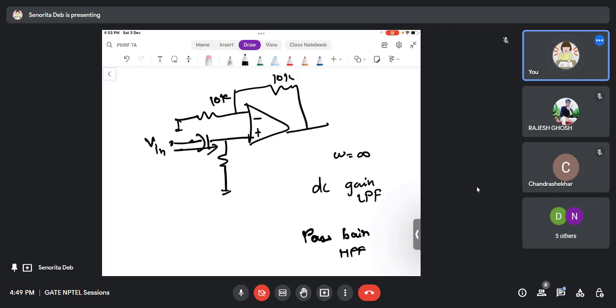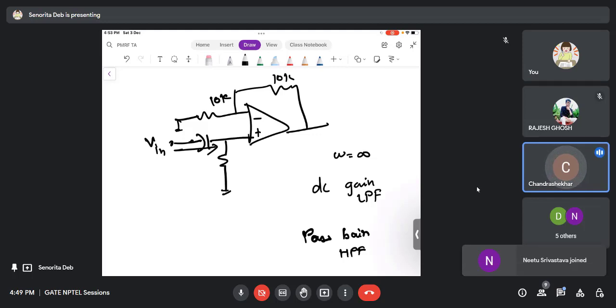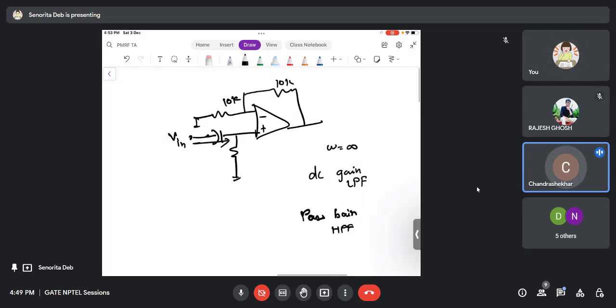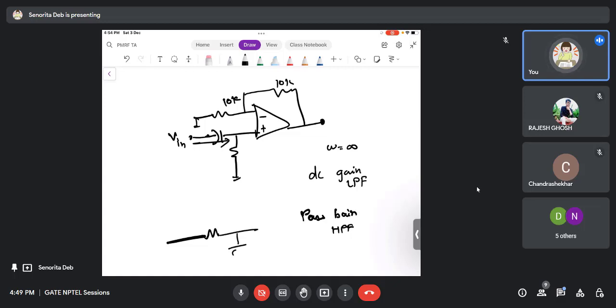Is this fine? Yes, ma'am. Or can you explain it back to me? Yes, ma'am. For a low pass filter, for omega equal to 0, we calculate pass band gain, and for a high pass filter at omega equal to infinity. Right, or any frequency other than 0. Yes, ma'am. And if it is confusing to you, simply draw the circuit and check it.